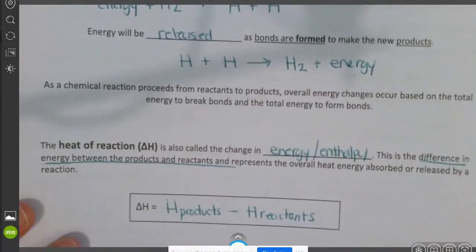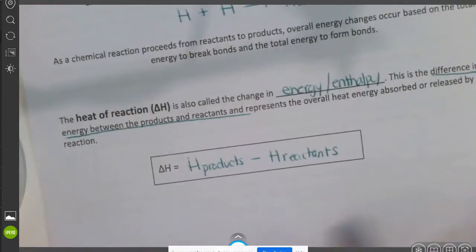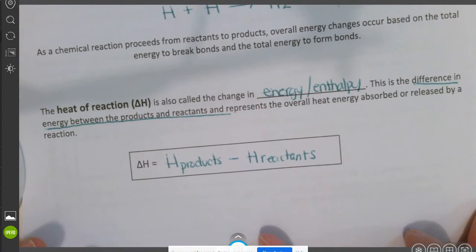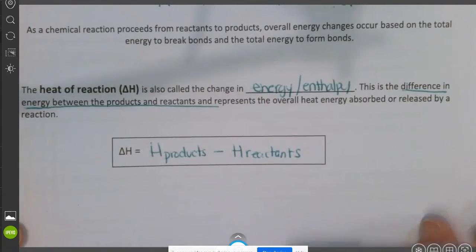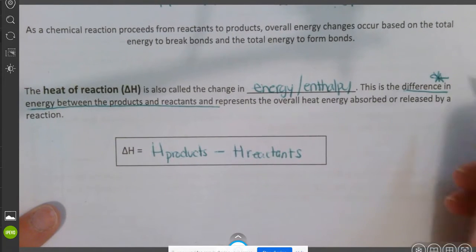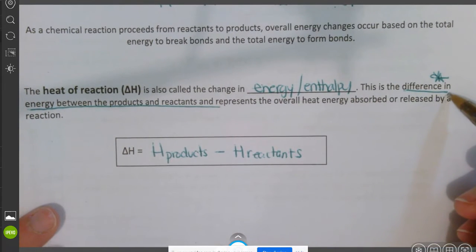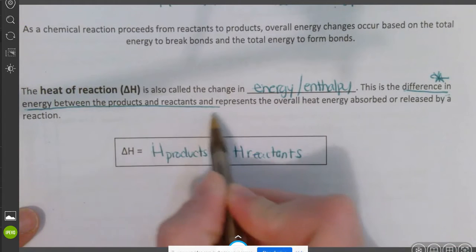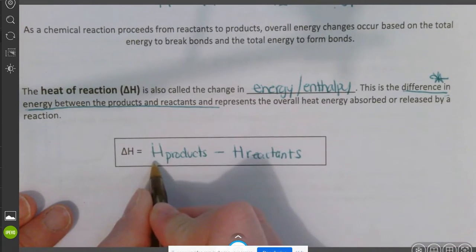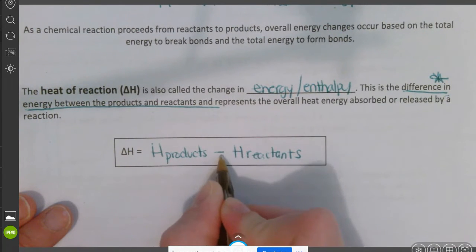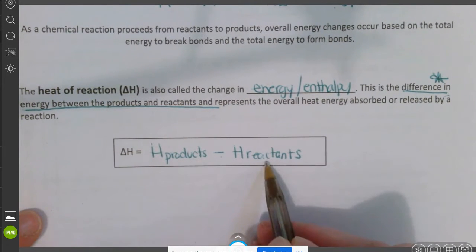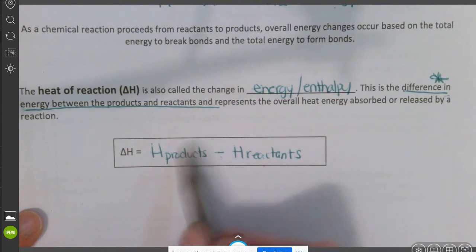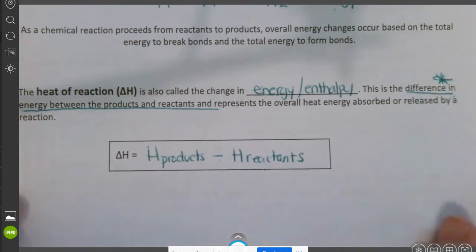All right, now when we actually look at these two together and we look at the overall change of our reactants and our products, we're going to talk about it in terms of the heat of reaction, or our delta H, which is just a change in the energy or enthalpy. You do have to know the definition of heat of reaction. So heat of reaction is the difference in energy between the products and the reactants. So how we calculate it is the energy or the enthalpy of the products minus the reactants. So you can kind of see how this fits with some of the other calculations we've done of final minus initial. Same idea here, except we're looking at this in terms of energy.